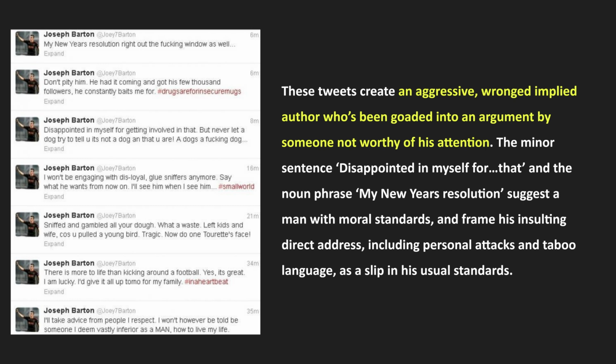But in his mind, and in the way that he represents himself, he's been wronged and he's been goaded into an argument by someone who's beneath him. So "disappointed in myself" suggests that he normally has high standards. You can see the analysis is what I think there is to say about this.